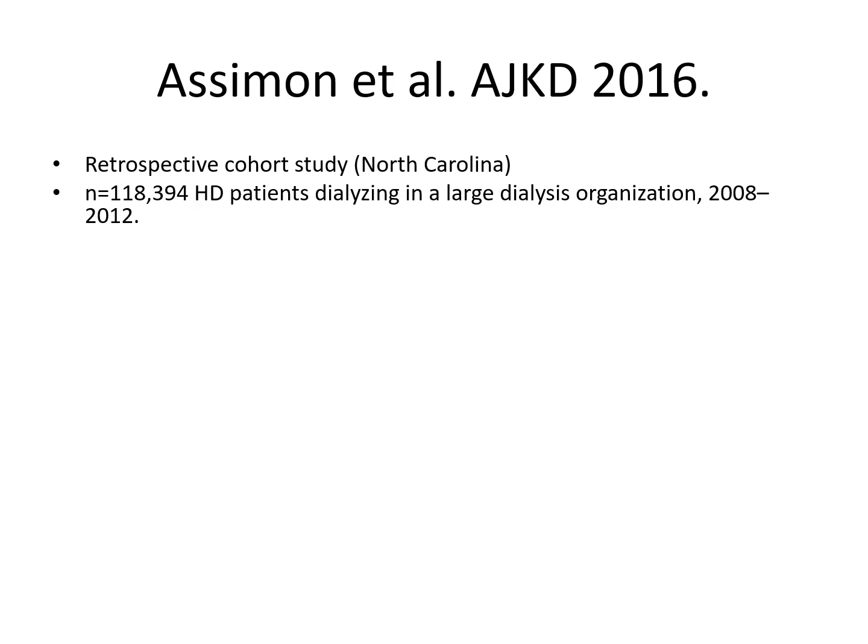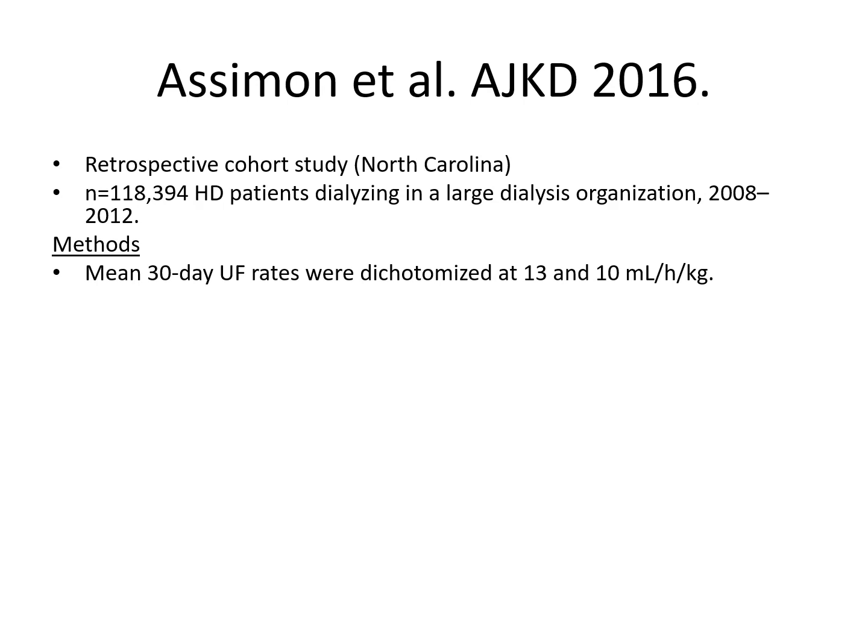And the final study that I'll show you looking at ultrafiltration rate and clinical outcomes was published by Assman in December of 2016. This is a retrospective cohort study from the University of North Carolina that looked at 118,394 hemodialysis patients dialyzing in a large dialysis organization between 2008 and 2012. What they did was they looked at mean 30-day ultrafiltration rates, and they split them into 2 groups: either 13 mL per hour per kilogram of body weight, or an ultrafiltration rate of 10 mL per hour per kilogram of body weight. They normalized to body weight, body mass index, and body surface area, and they followed the patients for a mean of 2.3 years. And they looked at all-cause mortality.